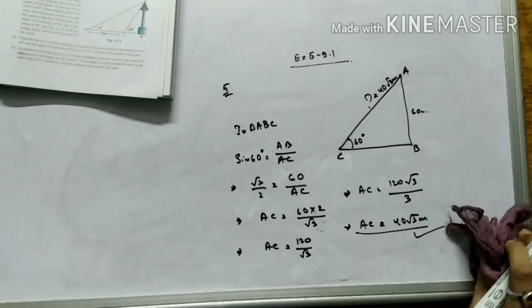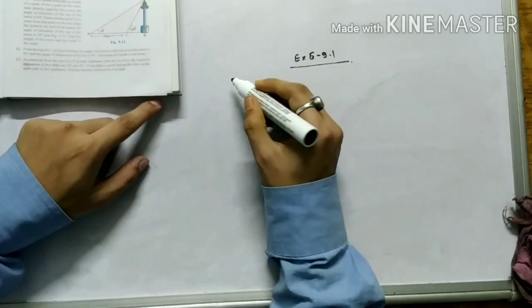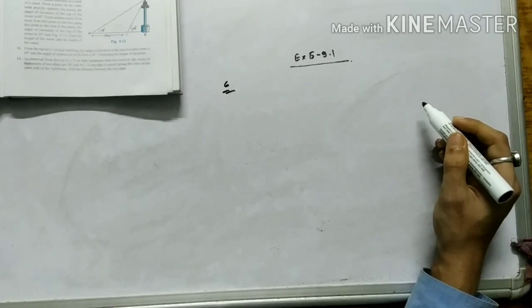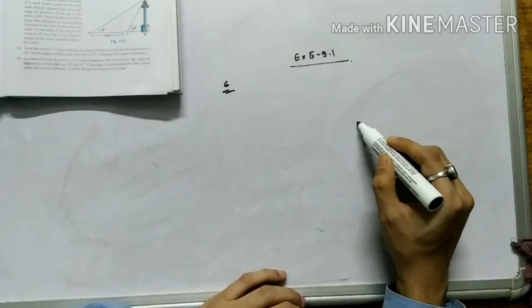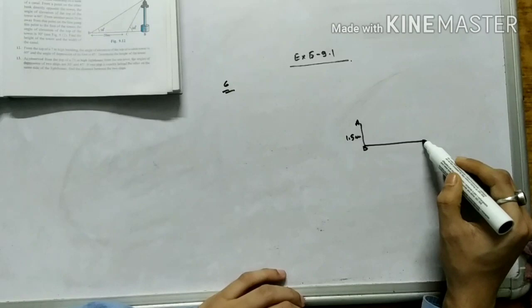Next I will go to question number 6 here. A 1.5 meter tall boy is standing at some distance from a 30 meter tall tower. Let's call him AB. A 1.5 meter tall boy is standing in front of a 30 meter tower.